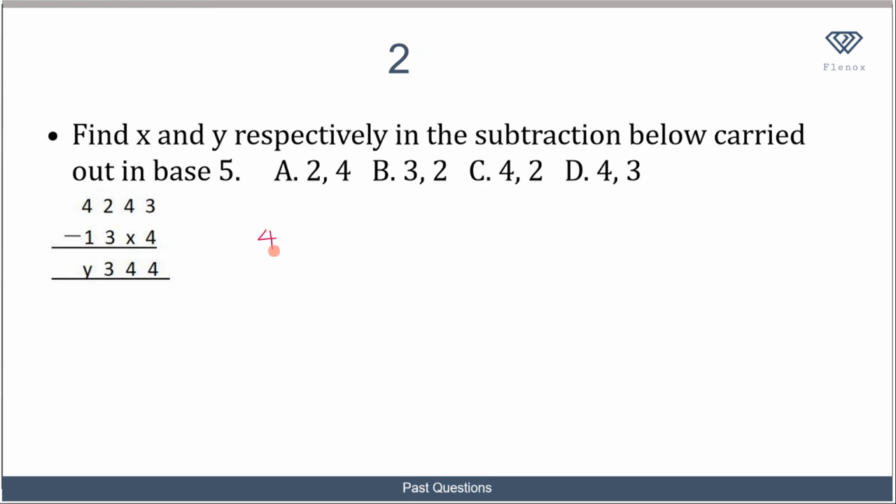So we have 4 2 4 3 and we are subtracting 1 3 x 4 from it, and we're told that the result is y 4, and we know that the operation is in base 5, so all these numbers are in base 5. So one thing to recall is that for base 5, digits can lie between 0 to 4. This is very key in understanding how to solve this question.